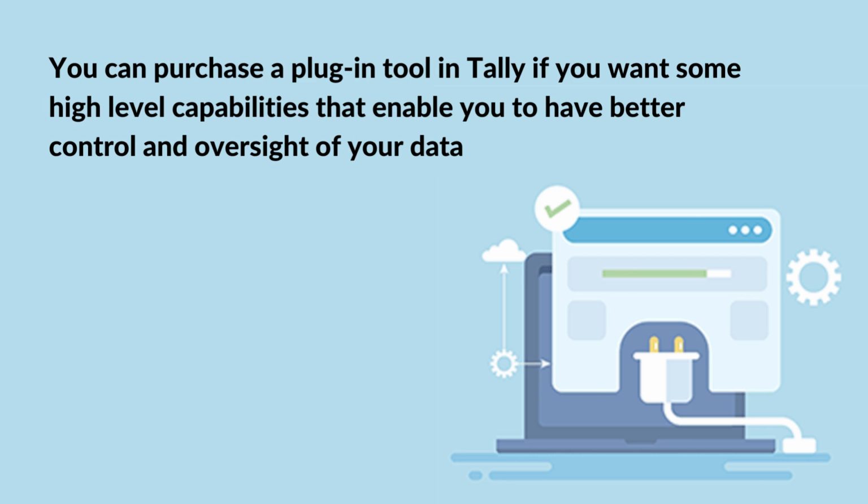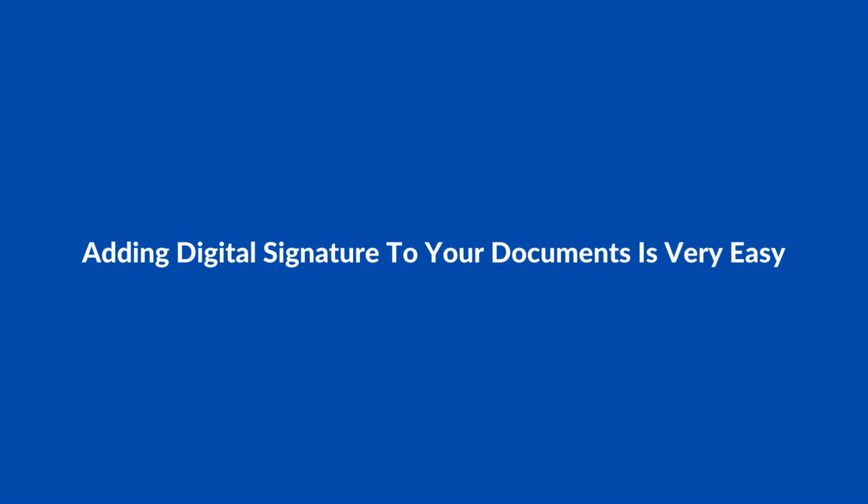You can purchase a plugin tool in Tally if you want some high-level capabilities that enable you to have better control and oversight of your data. This plugin program has numerous unique features, including the ability to cite justifications for voucher modification. Check out this Tally audit trail here.